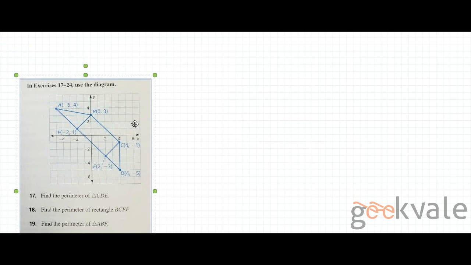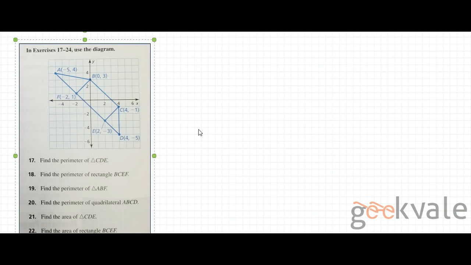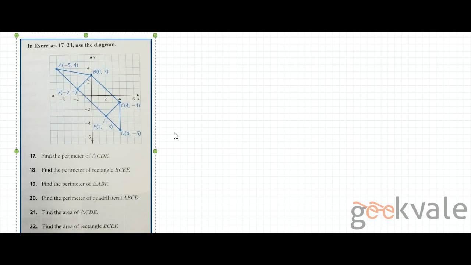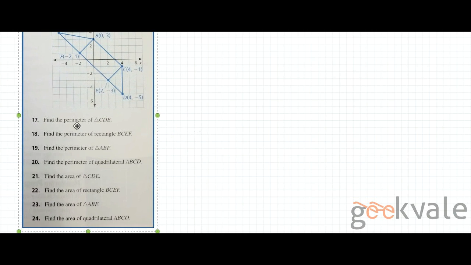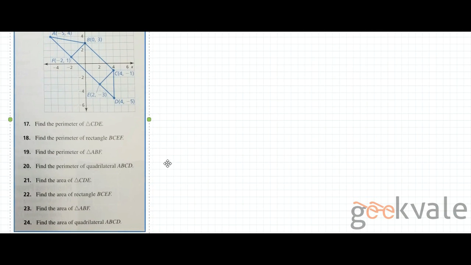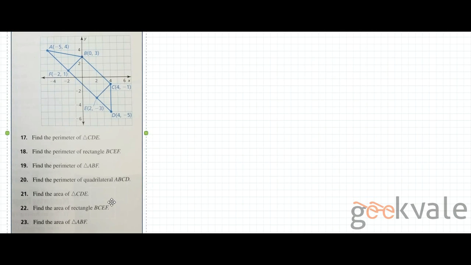I've picked these questions from this book called The Big Ideas Mathematics, Common Core Geometry. If you look at questions 21, 22 and 23, they are about the area of the triangle, area of rectangle, and the area of the triangle ABF again. Number 24 is about the area of the quadrilateral ABCD.